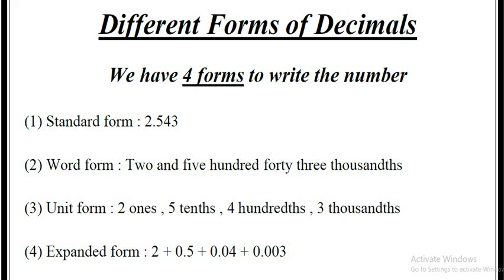Number 3, the unit form. Unit form means I'm going to write the digit with its place. So it will be 2 ones, 5 tenths, 4 hundredths, 3 thousandths. Number 4, expanded form. In expanded form, I will write each digit using its value. So 2.543, the 2 under the ones means 2, plus 5 tenths, which means 0.5, 4 hundredths, which means 0.04, 3 thousandths, which means 0.003.